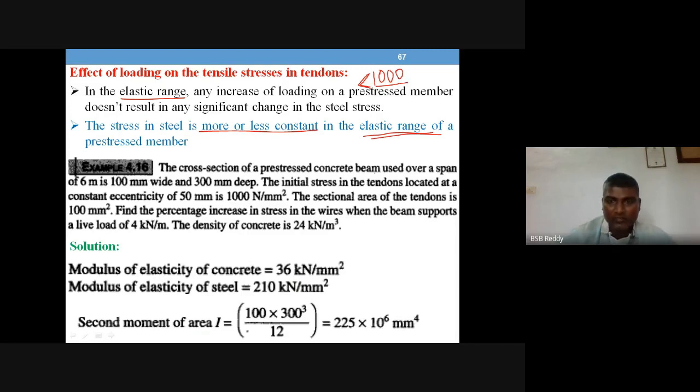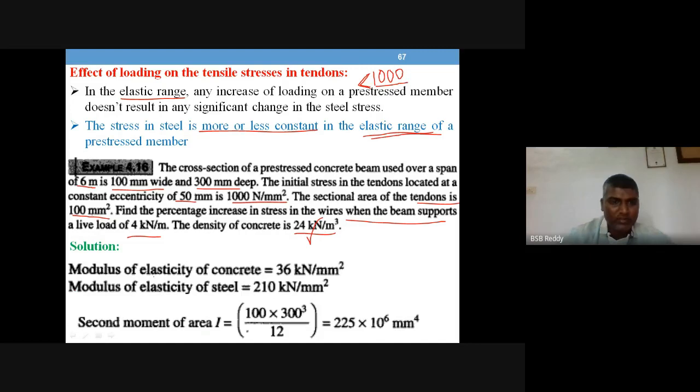The cross section of the pre-stressed concrete member is 6 meter span, 100 wide, 300 deep. The initial stress in the tendon is 1000 Newton per square mm, with eccentricity 50. The sectional area of the tendon is given as 100 square mm. Stress and cross section area of the tendon are given, so you get the P value. Find the percentage increase in the stress in the wires when the beam supports a live load of 4 kilonewton per meter, and if you want dead load, use gamma.